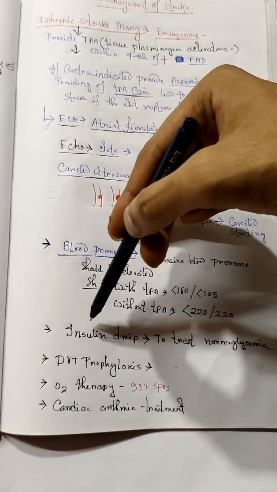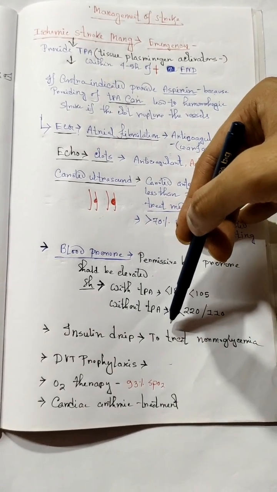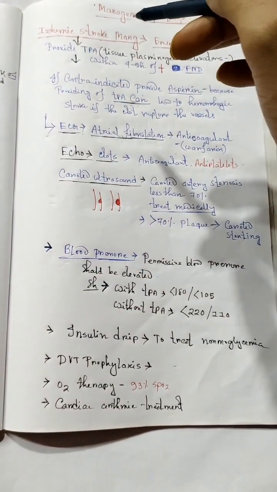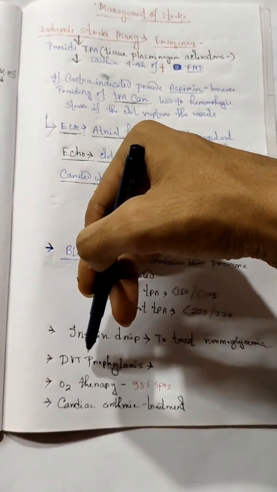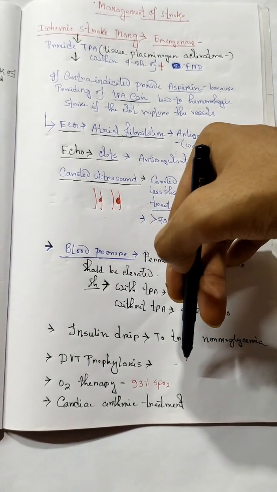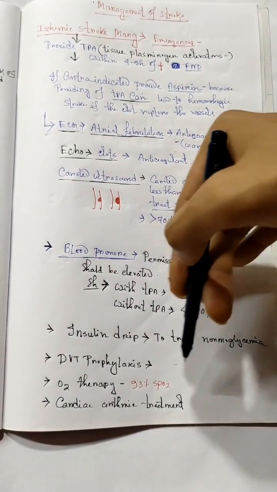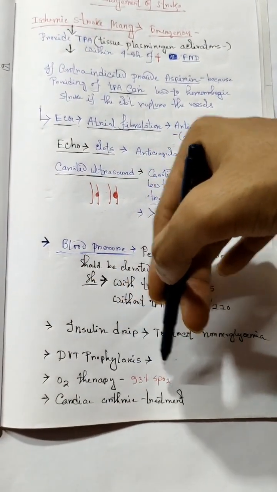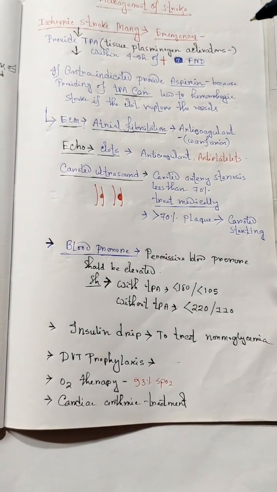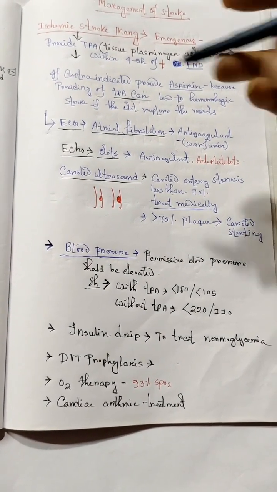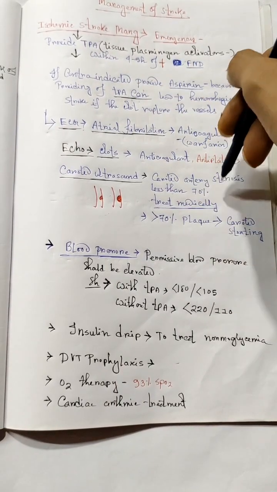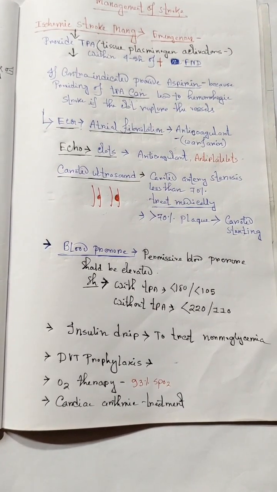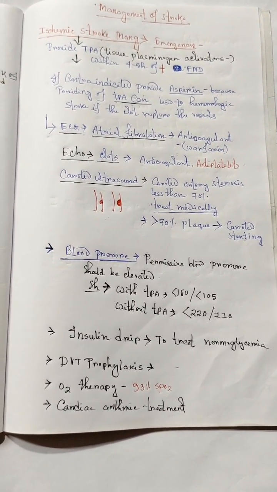Okay. Then we can also provide an insulin drip to treat hyperglycemia. Then DVT prophylaxis, okay. For deep vein thrombosis prophylaxis, we have to provide DVT stockings and some medications, okay. Then oxygen therapy, supportive therapy, and we also have to treat cardiac arrhythmias in the patients, okay. There should be some treatment for the cardiac arrhythmias, okay. So these are the basic and important management of ischemic stroke. Take a snap. Done. Let's move on to the hemorrhagic stroke management.